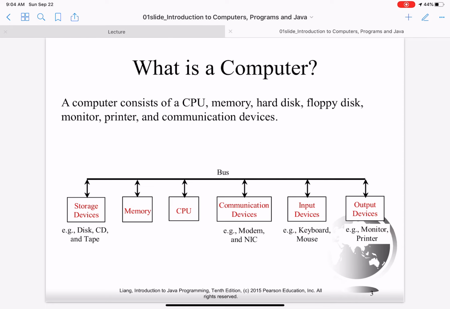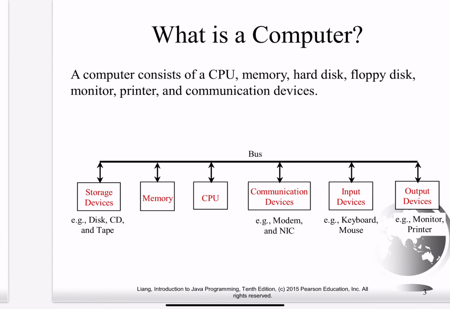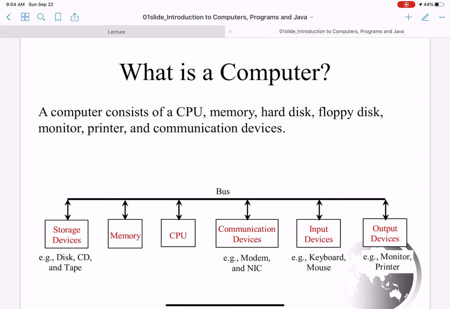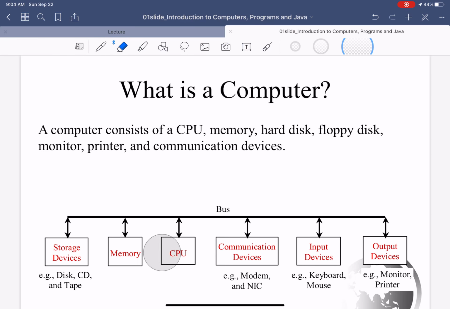So, what is a computer? A computer is essentially a machine that has a few components. One is the CPU, which is the brain of the computer. So this is essentially the brain of the computer.